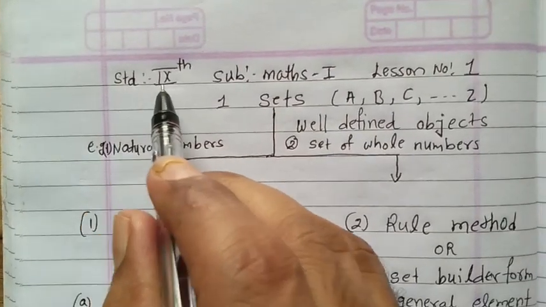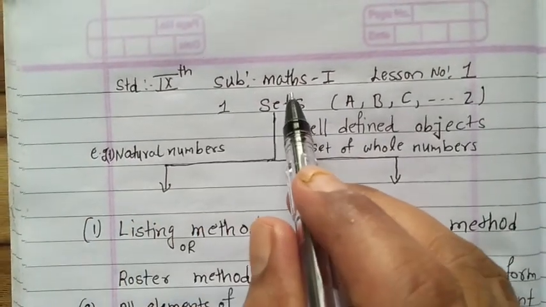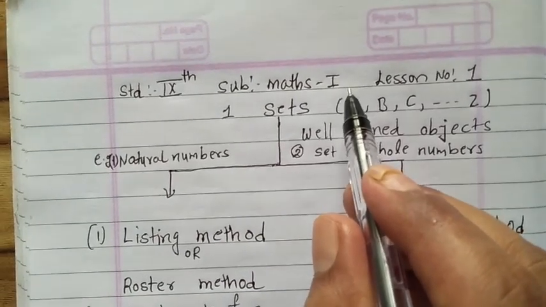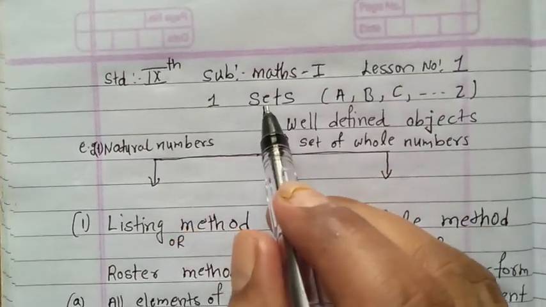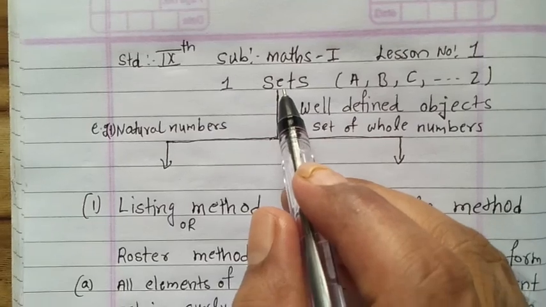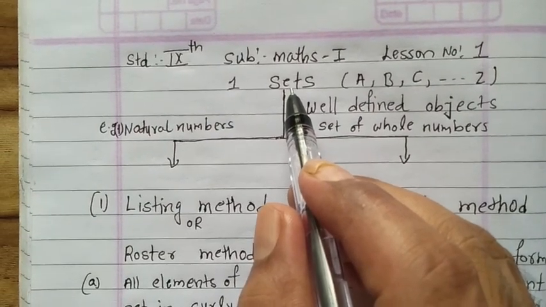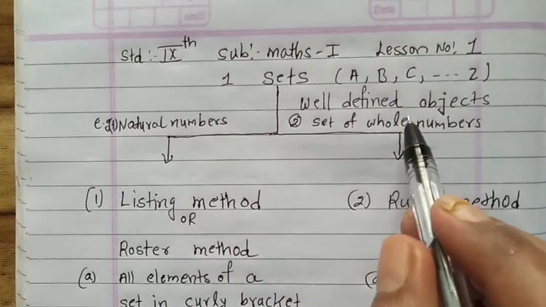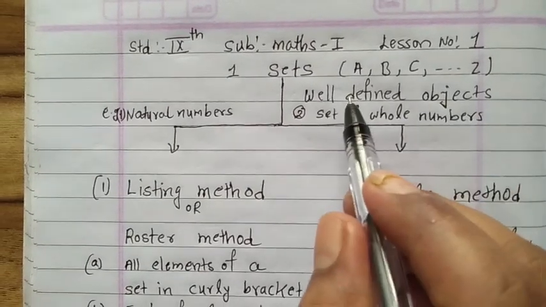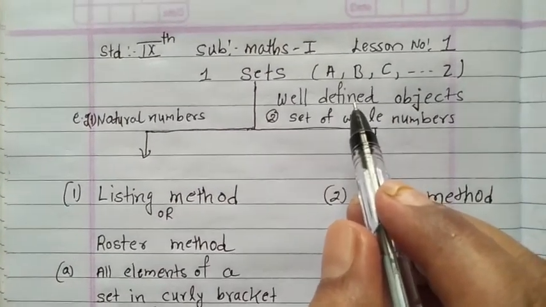Learn standard ninth subject Maths 1, that means Algebra. First chapter is Sets. So how to define the sets? It is defined as well-defined objects. Well-defined means what? Clearly defined.